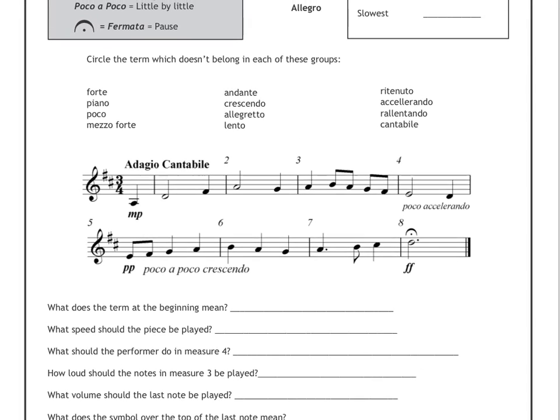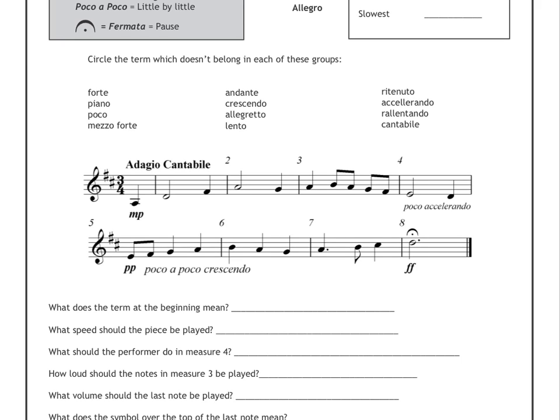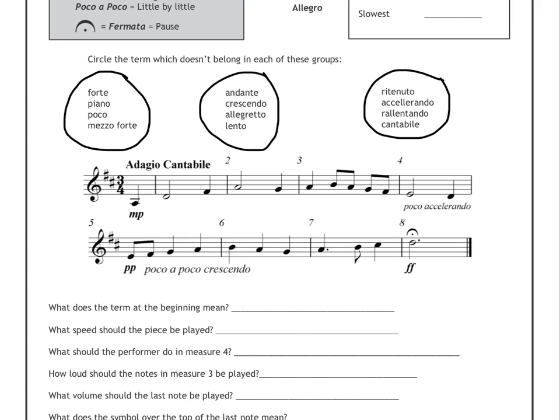Just to give you a sense of what's going on here, circle the term which doesn't belong in each of these groups. You're just going to look at the groups from top to bottom, one group here, one group there, one group there. Read each term, know what they mean, and find the one term in each set of 4 that doesn't belong. You might read them and say, most of these terms are dynamic terms. They're about volume. But this one is about tempo, so that's the one that I'm going to circle.